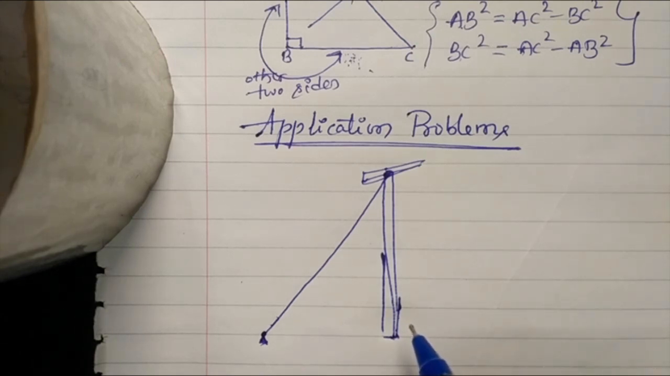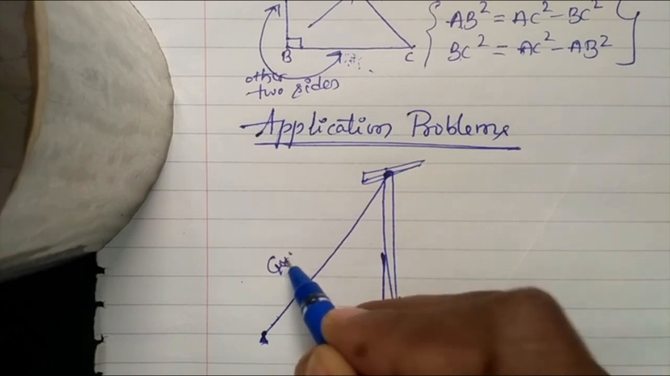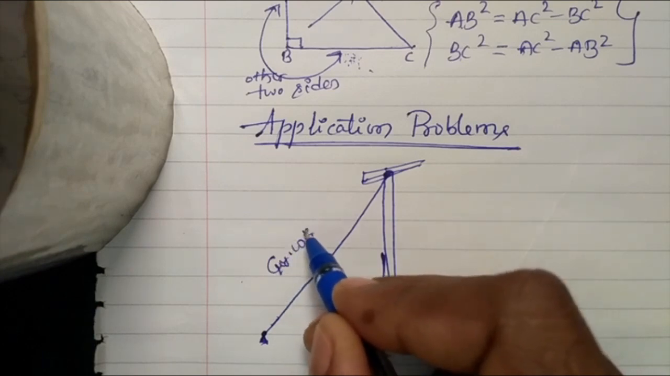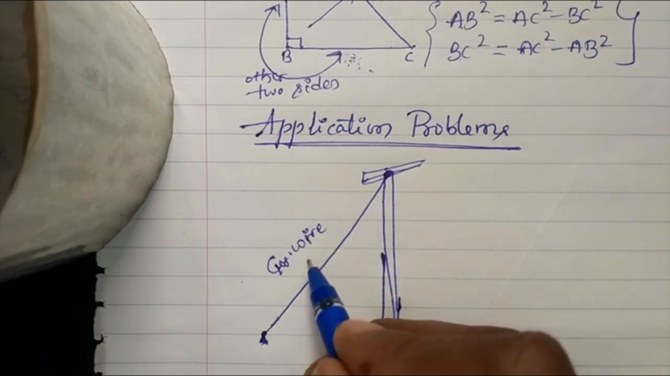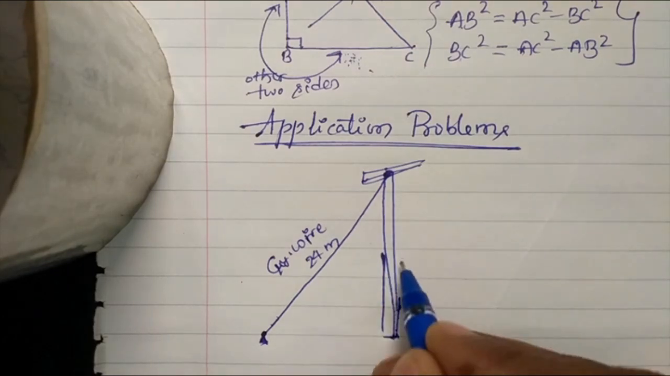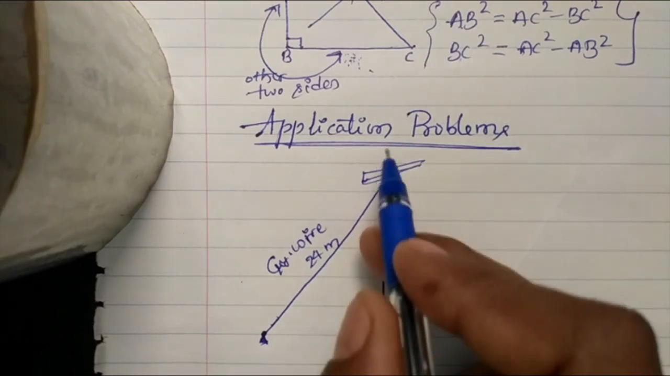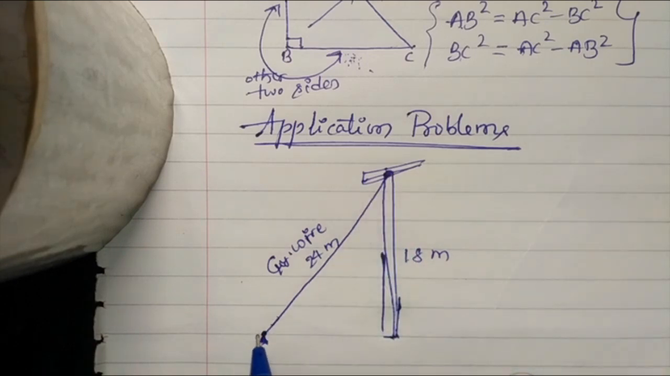A guy wire is attached to the vertical pole. So here, which is the guy wire? This is the guy wire, G-U-Y wire, which is 24 meter long. The height of the pole is 18 meter. So this is the height of the pole, 18 meter, which is attached to a guy wire. The guy wire is fastened on the ground and is 24 meter long.